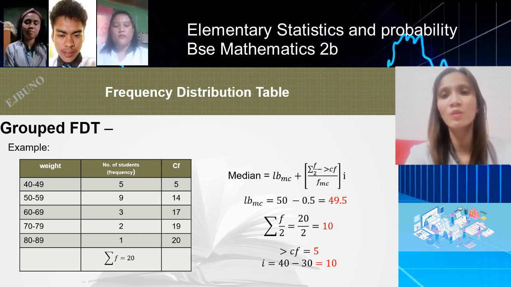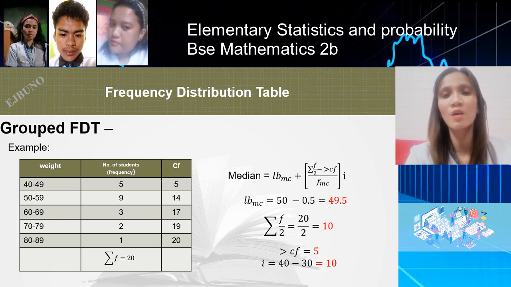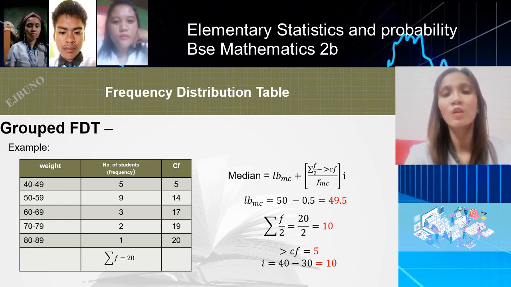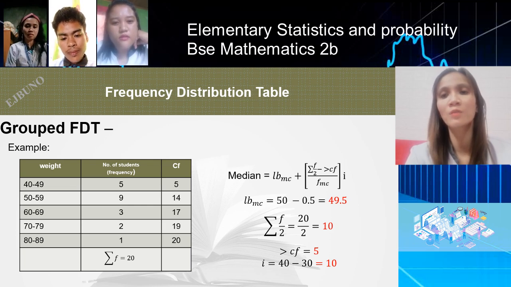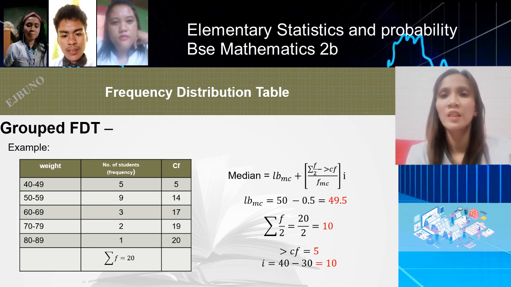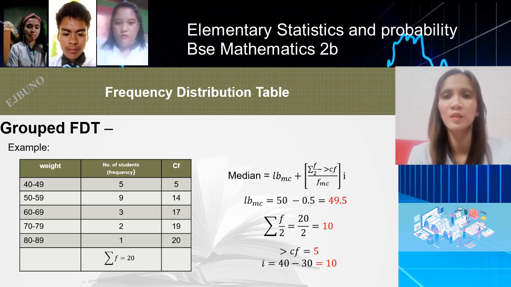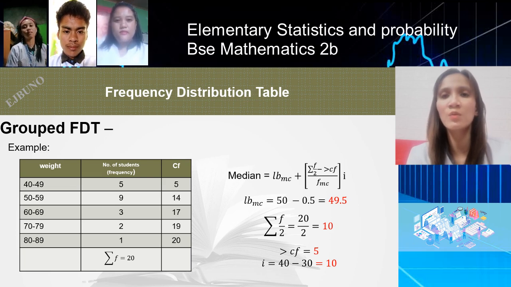Median is equal to the lower boundary of the median class, or lower boundary sub MC, plus the quantity of one half of the total frequency, or summation of frequency, minus the cumulative frequency of the lower class, divided by the frequency of the median class, times the class width. To find the median class, it is the class with the smallest cumulative frequency greater than or equal to one half of the total frequency.